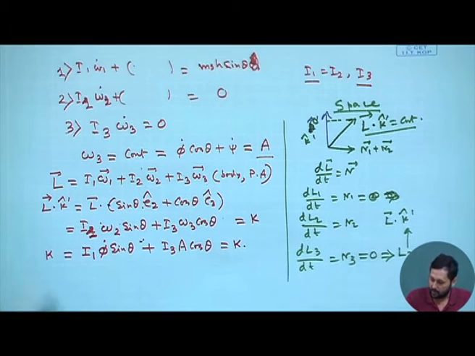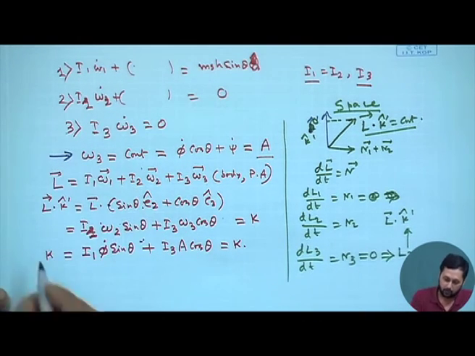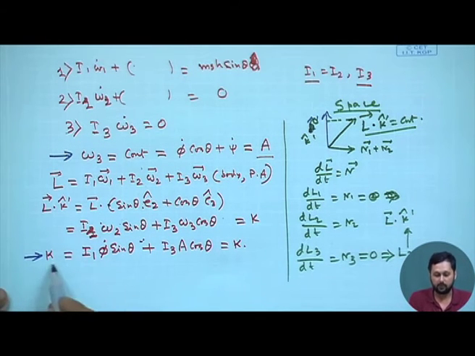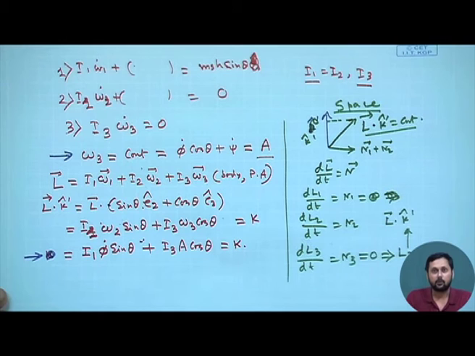So, we have our first conserved quantity here, which is A, and our second conserved quantity here, which is K. K is the capital K. Okay. Two conserved quantities are already there.